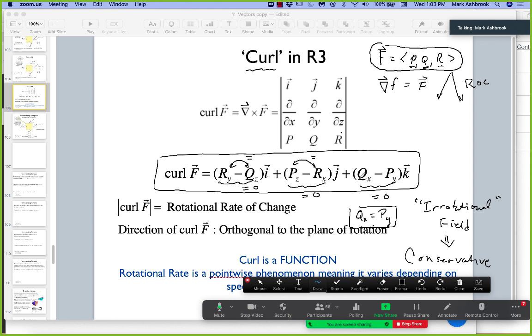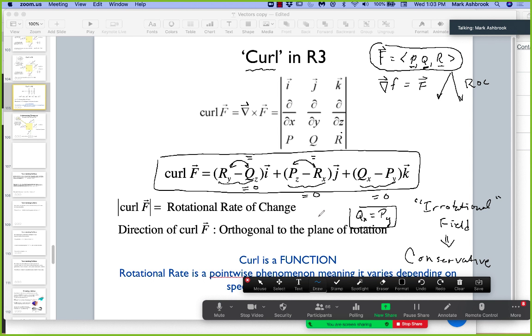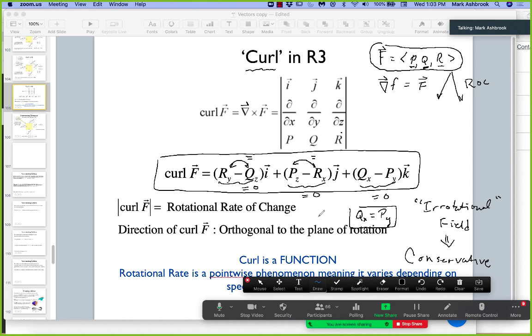See if it's irrotational by doing all these, it's like three Clairaut's theorem equations to check, or just try to find the potential function. Okay, so that's kind of an overview of curl. Questions on that?